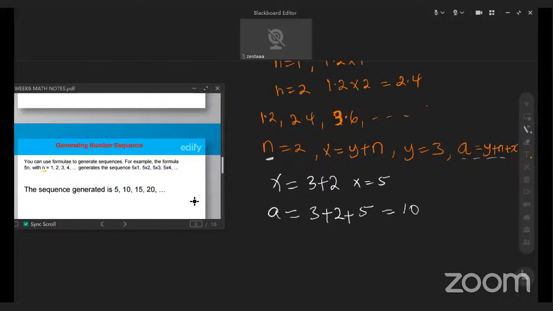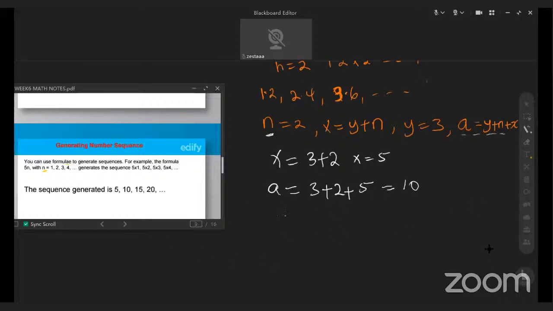Now, to generate the sequence for A, remember this n is changing. Our n is the one which keeps on changing. So we can start from 2, meaning that this one is the least number. Then we can also substitute for n equals 3. The y remains constant. You just keep adding for n.